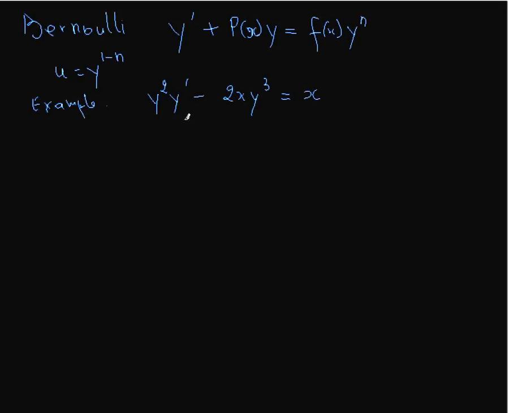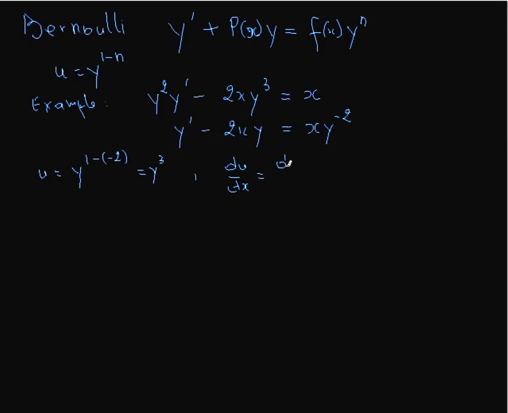Now, to see a Bernoulli equation, we need to divide first by y squared. So we have y prime minus 2x y equals x y to the power minus 2. So here it's the Bernoulli with n equals minus 2. Then we do the substitution u equals y to the power 1 minus (minus 2), that means y cubed.